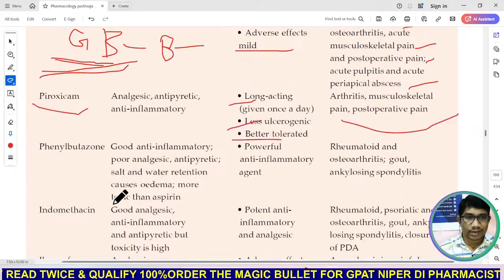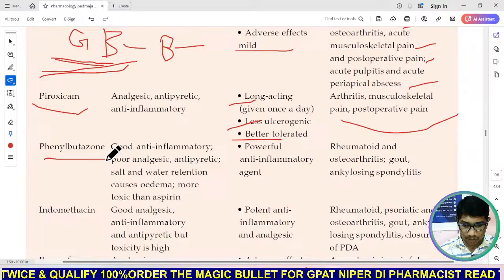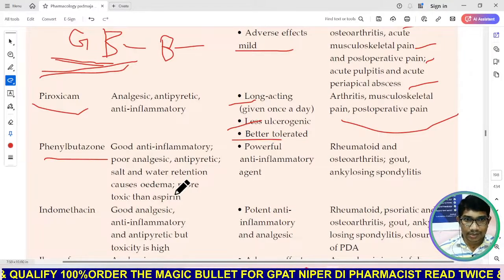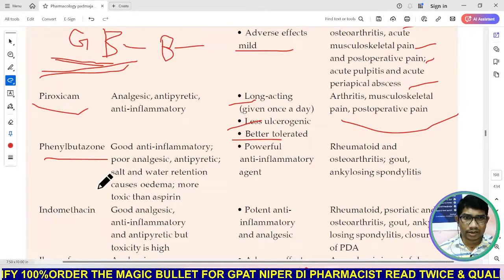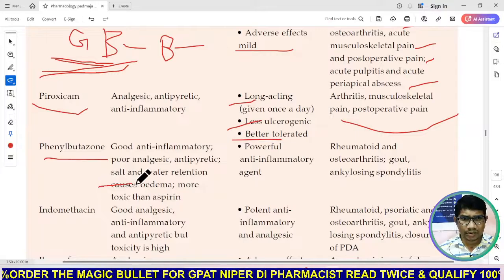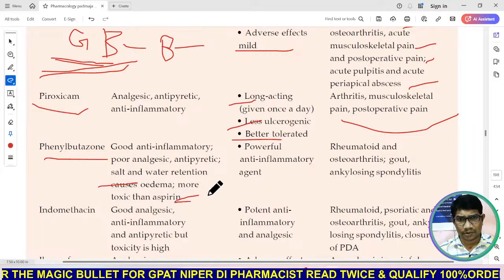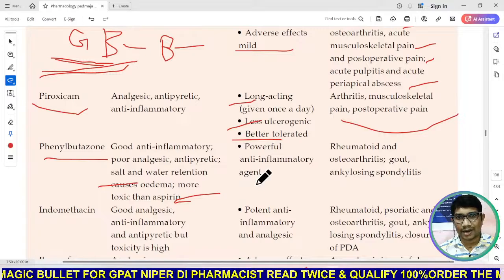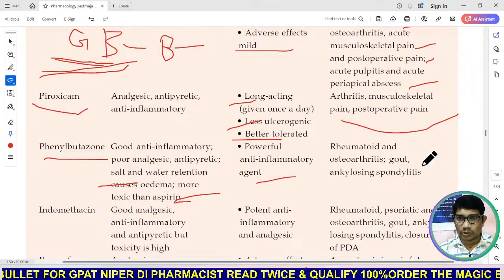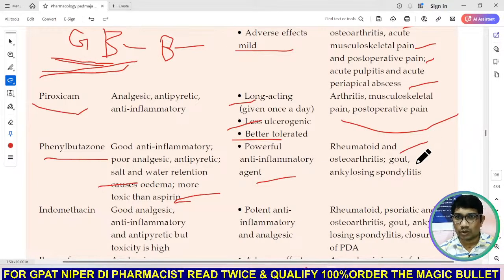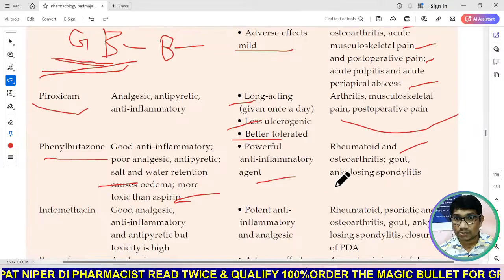The next drug is phenylbutazone. Again a good anti-inflammatory, analgesic, antipyretic. Salt and water retention is the adverse effect. It can cause edema and is toxic. It is more toxic than aspirin. Again useful as an analgesic anti-inflammatory agent, used in rheumatoid arthritis, gout, osteoarthritis, ankylosing spondylitis.